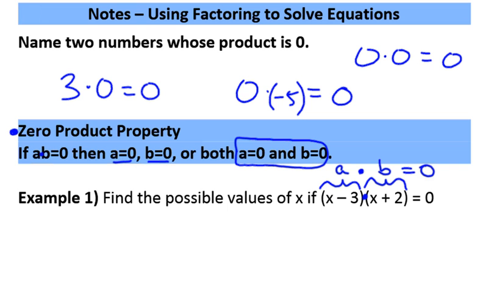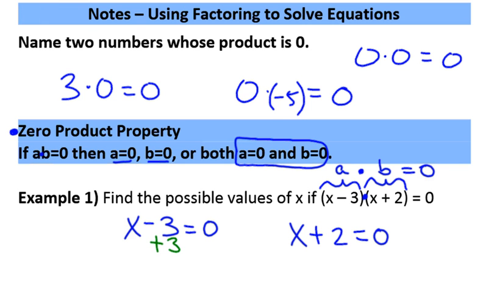In order to solve, this is now an equation because we have an equals 0 here, we need to figure out what values of x would make this equation equal 0. The whole factor x minus 3, which is like A, could equal 0, as well as the other factor B, which is x plus 2. That could also equal 0 in order to make this whole thing equal 0. Now all I have to do is solve for x. You have two equations, which is fine.